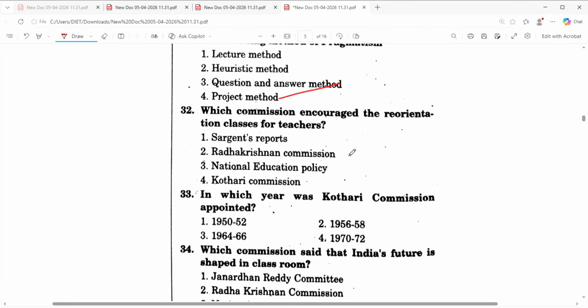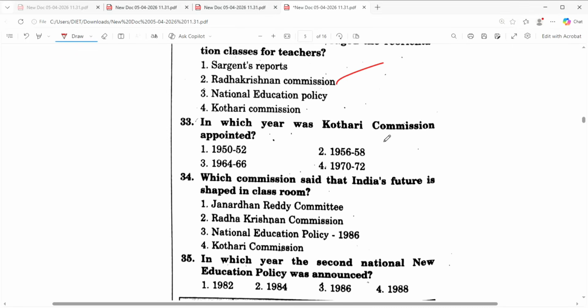Which commission encouraged the reorientation classes for teachers? Coming to 32, the answers are Sargent Report, Radhakrishnan Commission, National Education Policy, Kothari Commission. The answer is Radhakrishnan. In which year was Kothari Commission appointed? 1950, 52, 56, 58? Then the third one, 1964, 66, 90. The answer is right.